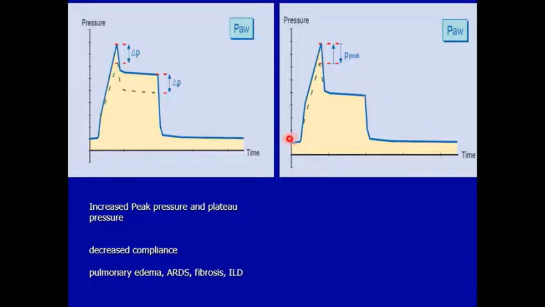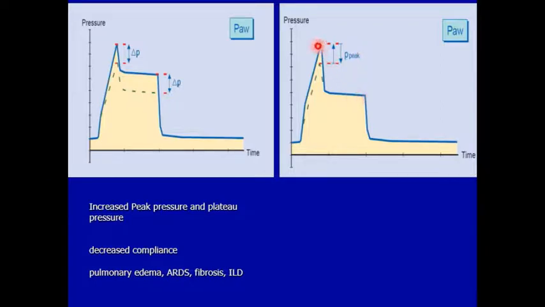pressure. So this dotted line should have been the normal peak airway pressure in this patient, but it is increased to this point. So here, and this is the plateau pressure. Here what we can see is the plateau pressure is normal, but only the peak airway pressure is increased. So the difference between the peak airway pressure and the plateau pressure is increased.